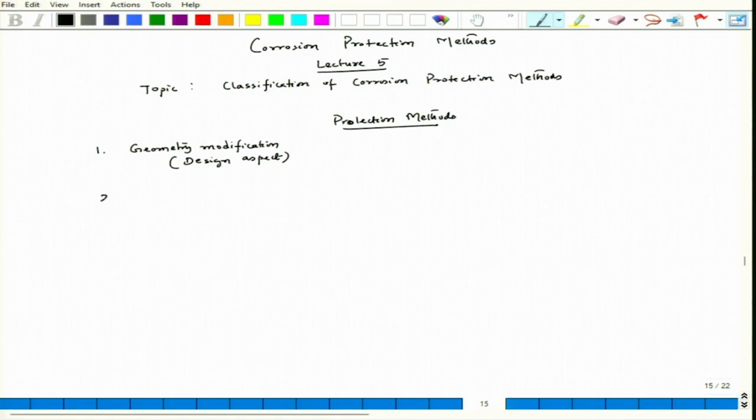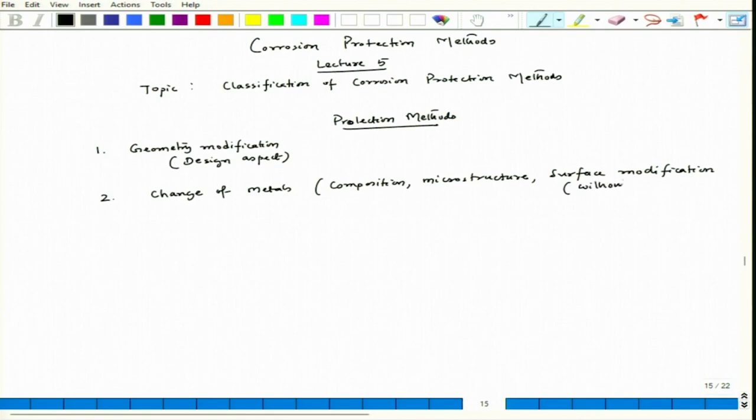Then the second part is change of metals. And when we talk about change of metals, it talks about both composition, microstructure, and surface modification. When we talk about surface modification, it means without changing the bulk. As well as we can also introduce one more thing, which is stress, and here stress means residual stress.